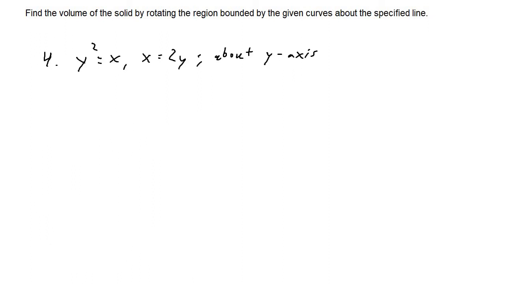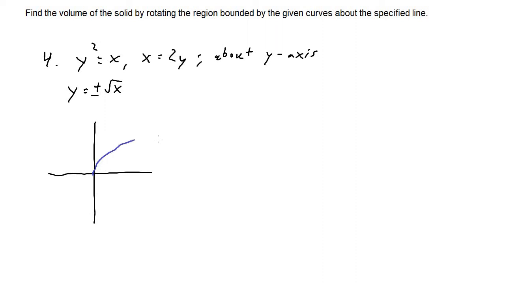So now for number 4, we have y squared equals x and x equals 2y, and we're going to rotate the region about the y-axis. If I were to go ahead and graph this, y squared equals x, I can isolate y and say y equals plus or minus the square root of x. We've already graphed that in the previous problem.